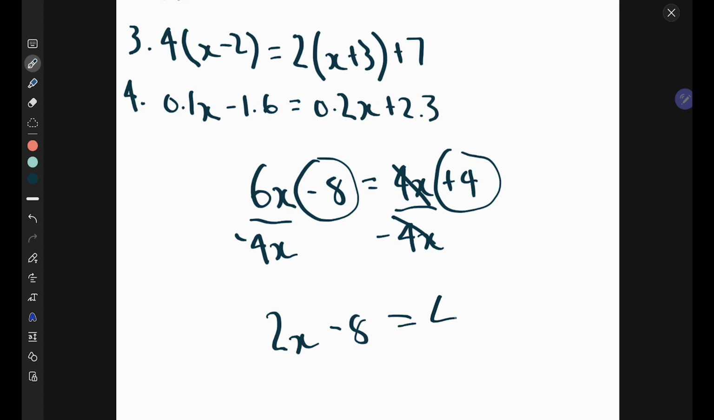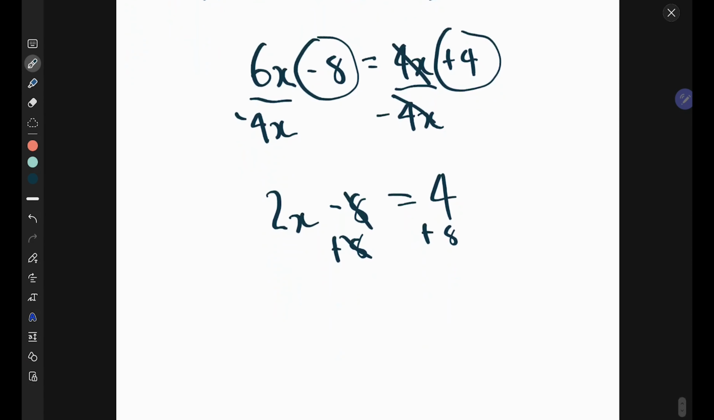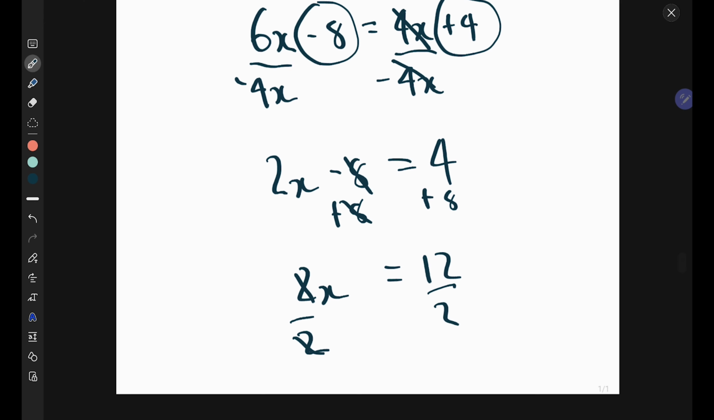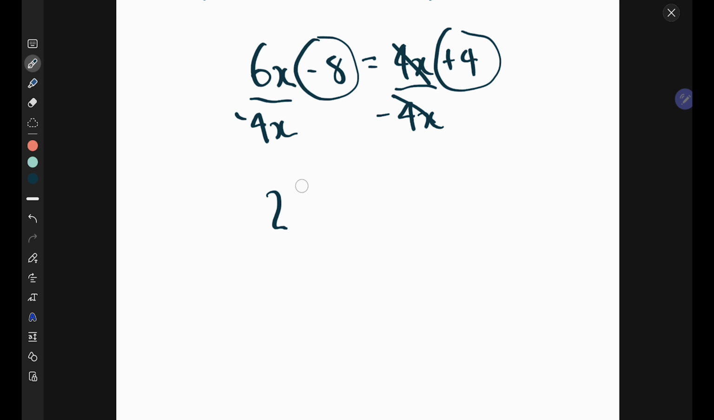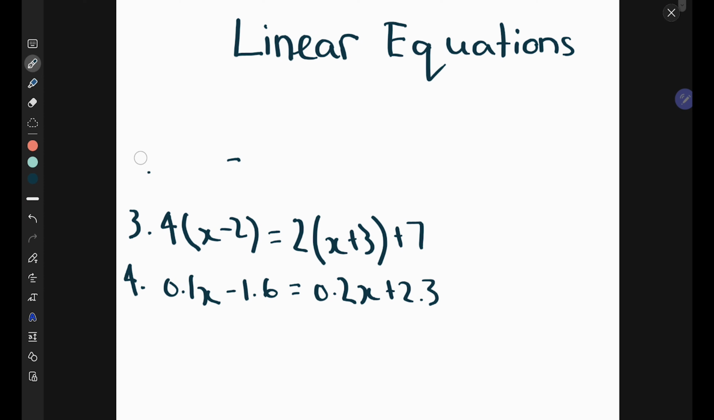Since 2x has the minus 8, we need to move it here. So to do that, we're gonna plus 8. And then we're gonna plus 8 here. So that becomes 2x equals 12. Now we divide by 2. And x equals 6. Okay. That was also very simple. I'm just gonna move these up top.